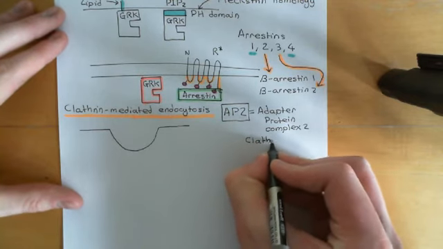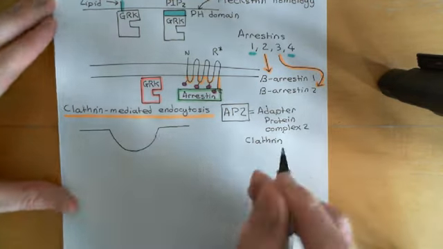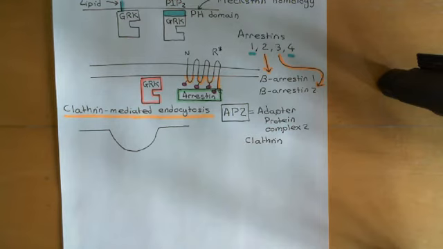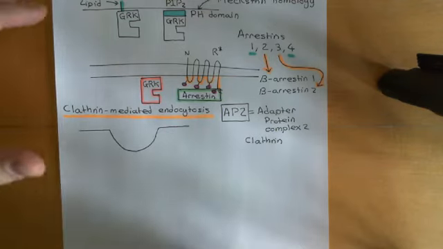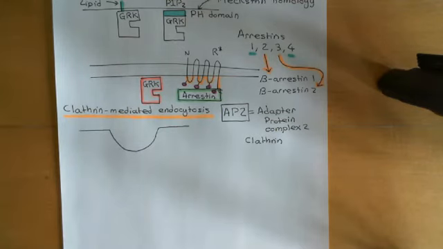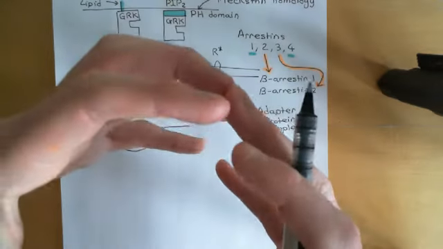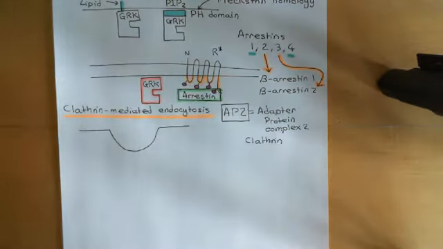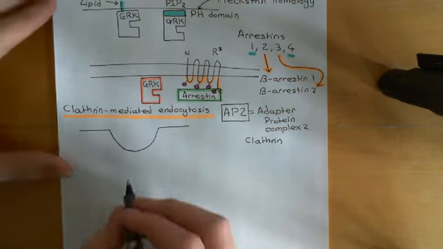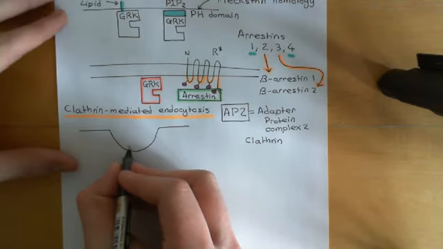Now, clathrin proteins can polymerize together. They can join together, and the way they join together is to make a sphere, basically. They don't just join together in some disordered way. They join together to make the outer surface of a sphere. And this is how we're going to endocytose these G protein coupled receptors. So let me show this.